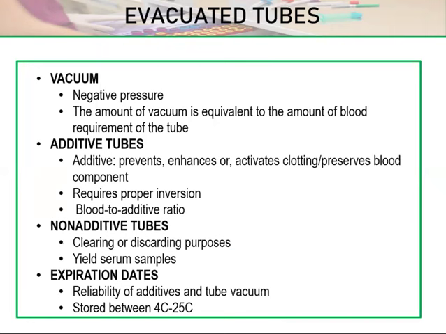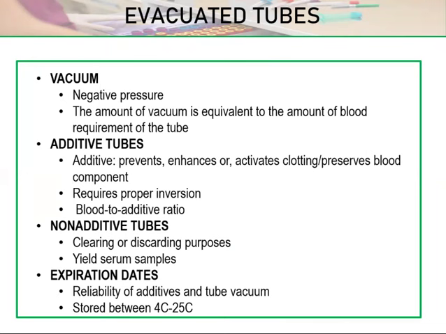Okay. So, if the tube contains additives, it requires proper inversion or mixing. I know in your laboratories this was already demonstrated, on how proper inversion is properly done. And we need to follow a certain volume. For example, for the light blue, the volume requirement is 1.8 ml. The reason why we need to follow that amount is the blood to additive ratio.